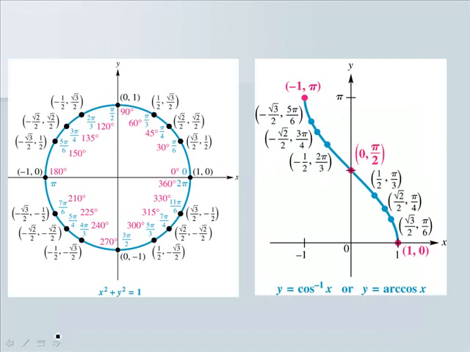Here we see our unit circle and our arc cosine graphs side by side, so that you can again compare how the points line up as we did with our arc sine function.